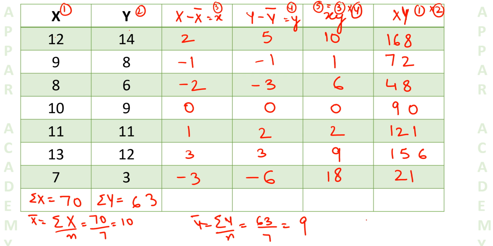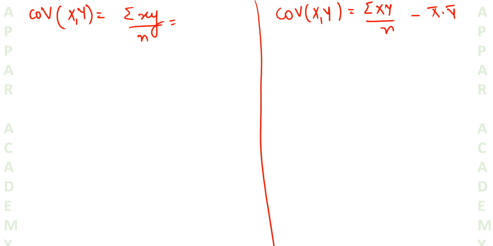We have computed. So now again, I'm just writing out the formulas over here. First formula is covariance of xy is equal to summation small xy upon n, and the second formula, all we know, is summation XY upon n minus x bar into y bar. Right? So now let's just take out the figures from the question.